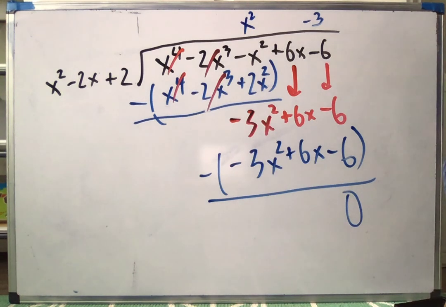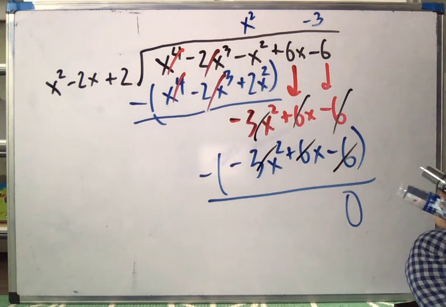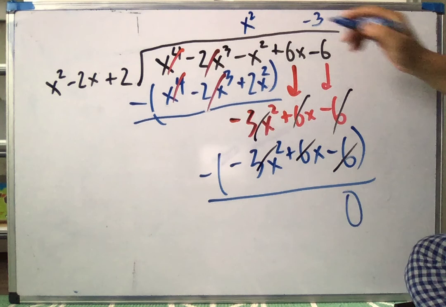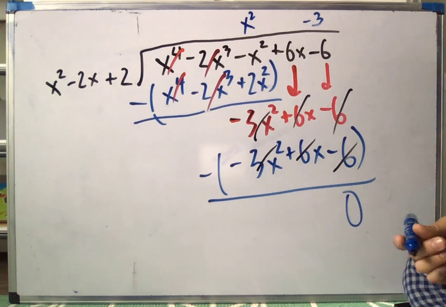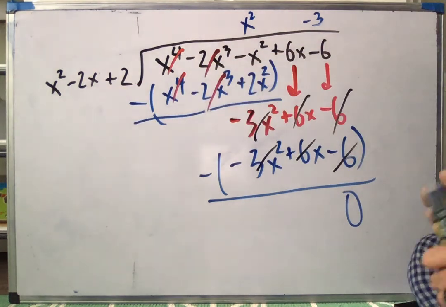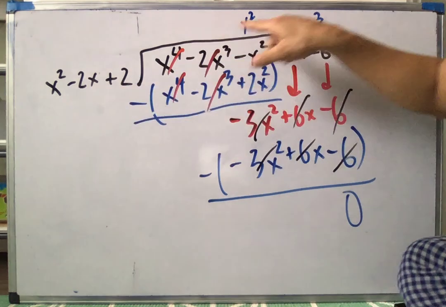Let's see, where's my black marker? Cancelled, cancelled, cancelled. So that means I divided perfectly, which I actually expected, since I found a factor to start with. This is a factor of my original polynomial. What does that mean? That means my original polynomial can be written out as this thing times that thing.